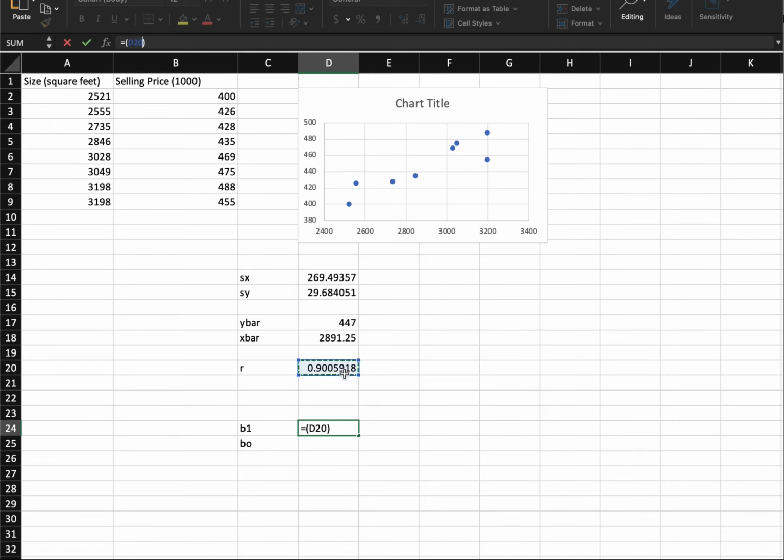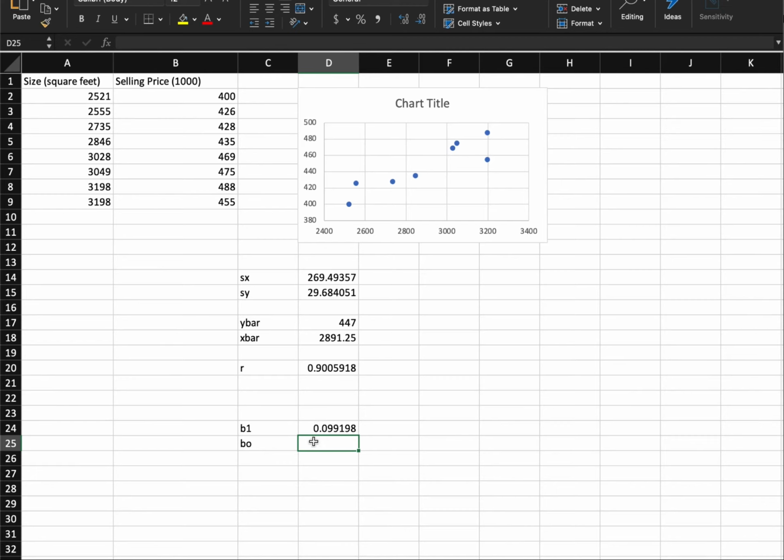So this will be R. So this is the value R times, so I'm doing the math here, times SY, this value, divided by SX, which is this value. So if I press enter, this should give me B1. And it does. This is our B1 value.